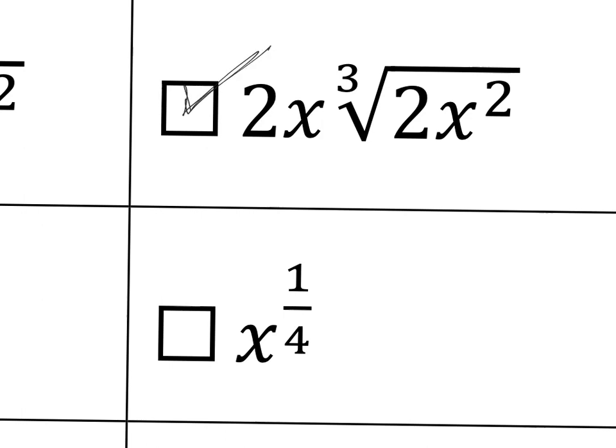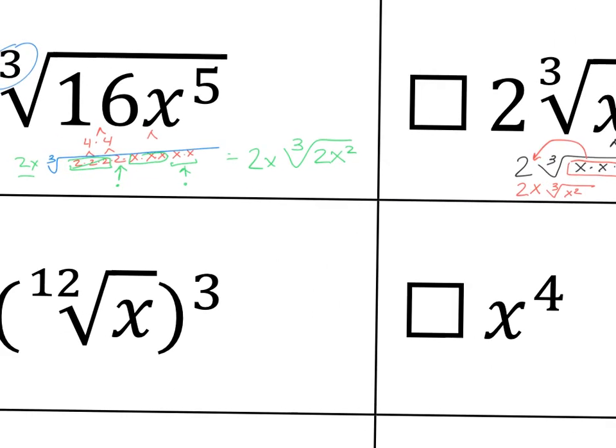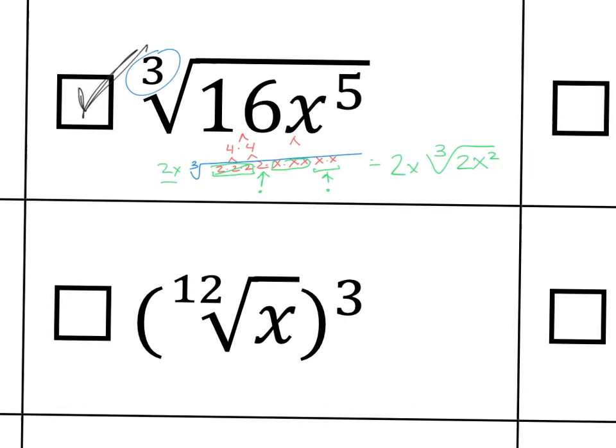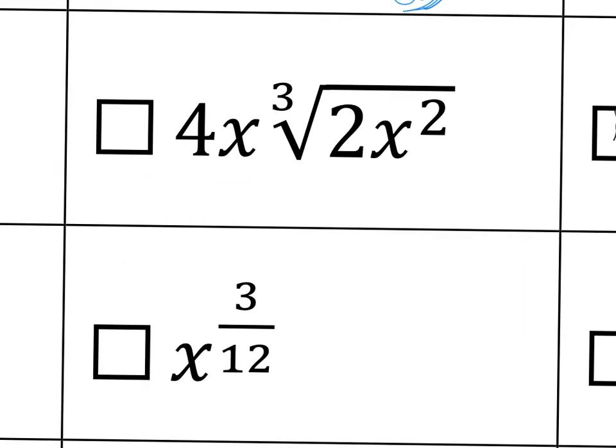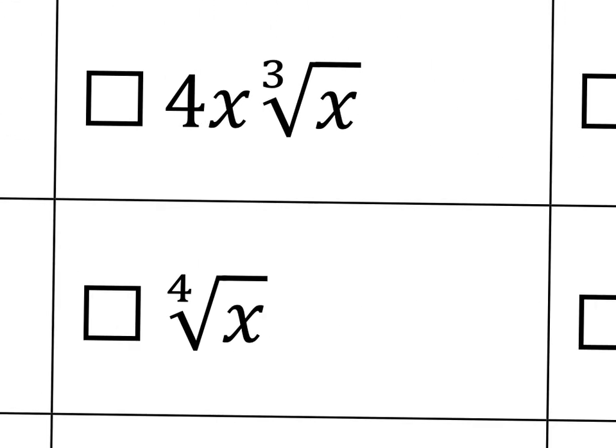This box is the same as the first box. 2x times the third root of x squared. So the first box, and I think that was like the fourth one. Yeah, this one is a no, and this one is yes. Okay, let's try the next one.